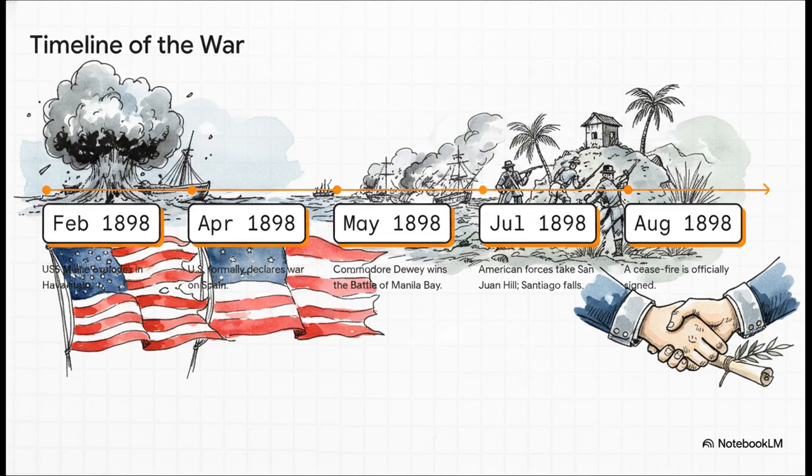By May, there's a huge victory in the Pacific. By July, decisive victories in Cuba. And by August, a ceasefire is already signed. I mean, for a war spanning 2 oceans, that is a stunningly compressed timeline.